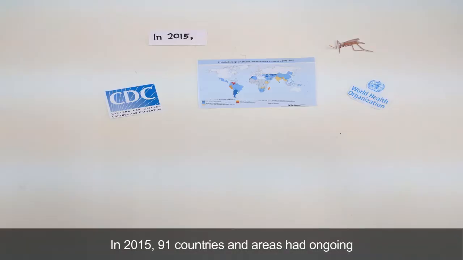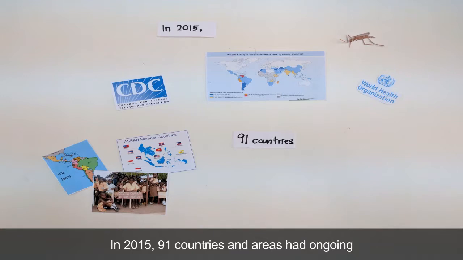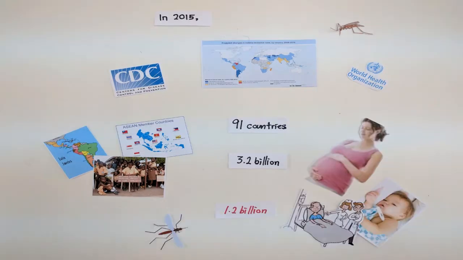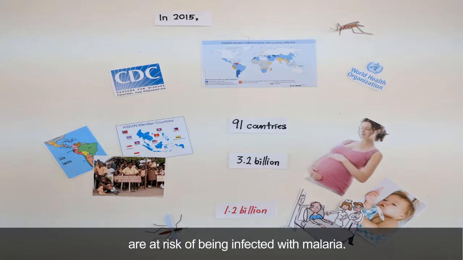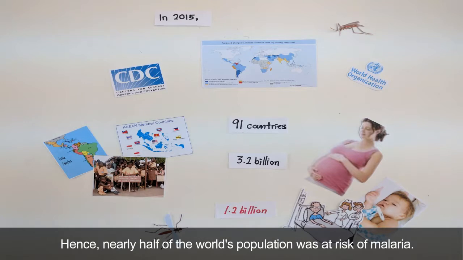In 2015, 91 countries and areas had ongoing malaria transmission. An estimated 3.2 billion people in 95 countries and territories are at risk of being infected with malaria, while 1.2 billion are at high risk of getting malaria. Hence, nearly half of the world's population was at risk of malaria.